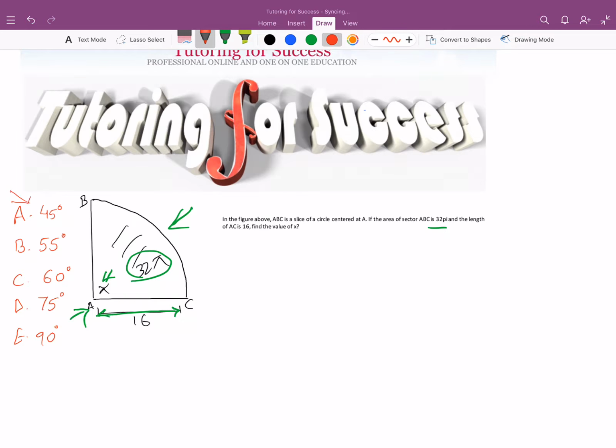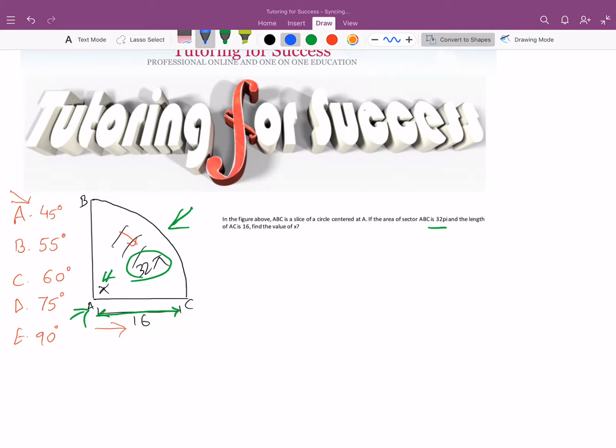These are the choices I have, A, B, C, D, and E. This problem was abstracted from the question format from a previous SAT, but it's the same concept for the new SAT as well. So let's start. What we have here is the area of this sector, the length of this sector, and I do need to find what x is. So let's start with this concept.